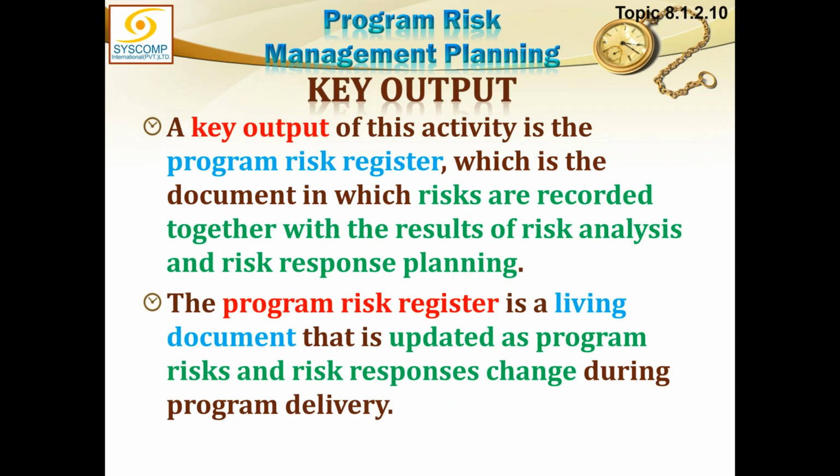Key output of this activity is a program risk register, which is the document in which the risks are recorded together with the results of risk analysis and risk response planning. Program risk register is a living document that is updated as program risk and risk response changes during the program delivery. So while we are in delivery phase or in execution of the program, we keep updating this risk register all the time.